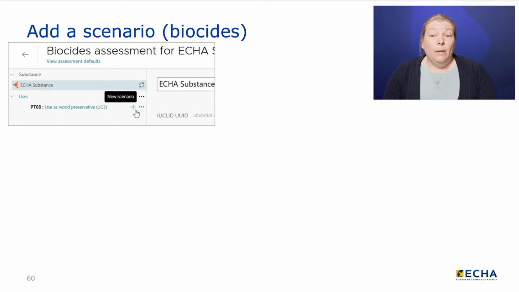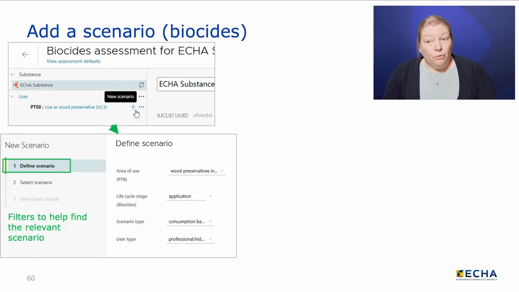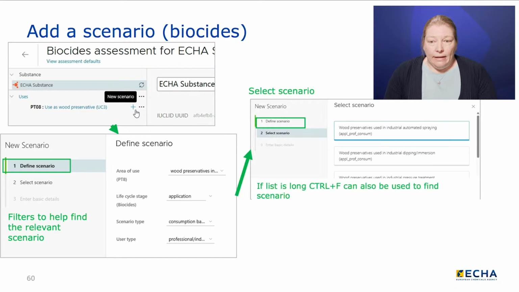So in the first step of the wizard for biocides, you see that you have a number of filters. As there are quite a lot of biocide scenarios, these filters can help you reduce the list and help you find the relevant one. You don't have to use the filters, you can also leave them empty. Then in the next step, you will need to choose the scenario that you would like to add.